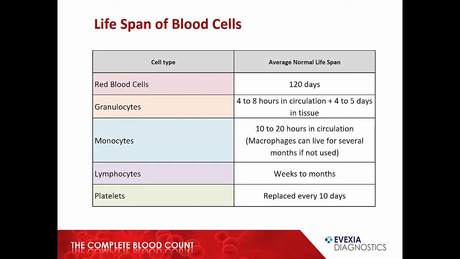This is a review of the lifespan of the blood cells. Of course, the red blood cells live about 120 days. The granulocytes, 4 to 8 hours in circulation, and then 4 to 5 days in the tissue. The monocytes, about 10 to 20 hours in circulation. Remember, monocytes can turn into macrophages and live in the tissues, and they can live there for several months if they're not being used up. Lymphocytes can go from weeks to months, and platelets are replaced every 10 days.